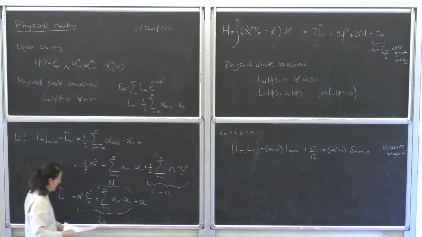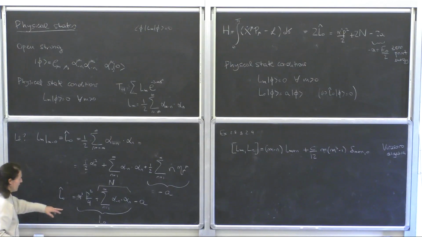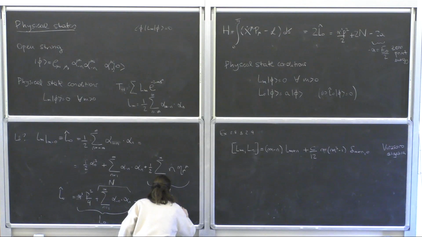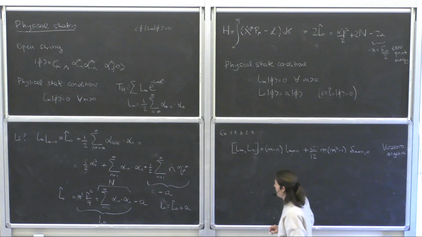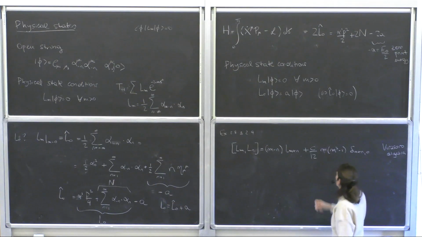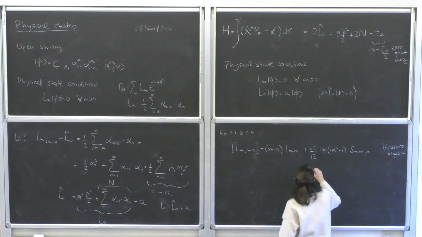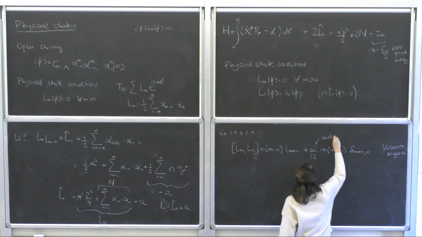That's why usually one absorbs this constant in the definition of L0. So let me write it here: L0 is equal to L0 hat plus A. And once I do this, then you have this algebra. This constant C here is called the central charge.